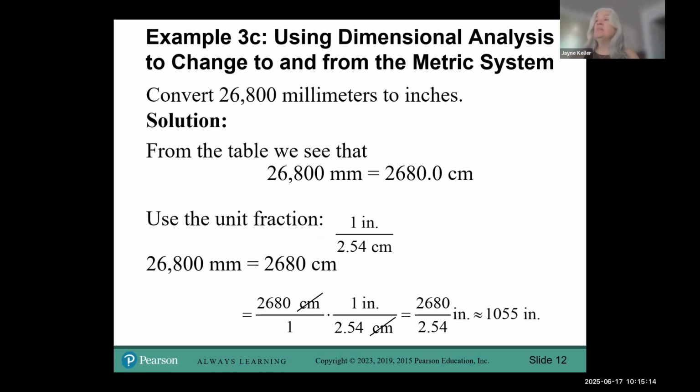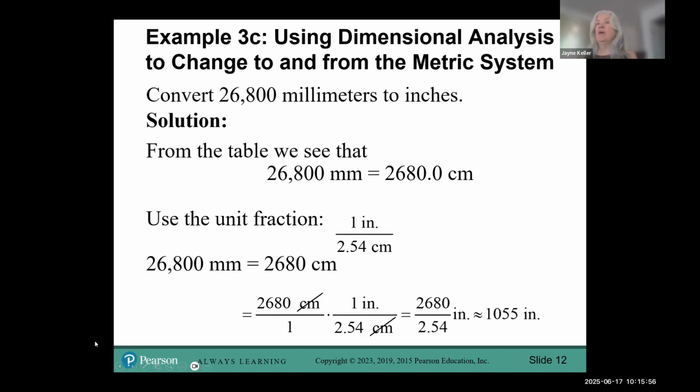And if I wanted to convert from millimeters to inches, I have 26,800 millimeters. Then I'm going to use the conversion to convert my millimeters to centimeters. And remember, a millimeter is smaller than a centimeter, and it's smaller by a power of 10. So that means I'm just moving my decimal point once to the left. So 26,800 millimeters is 2,680 centimeters. Once I've done that conversion, now I can use this unit multiplier to convert from my centimeters to my inches.